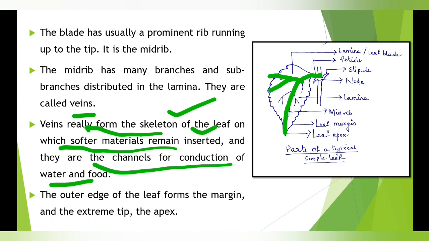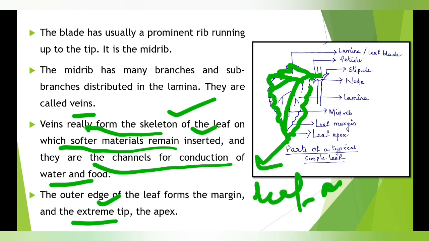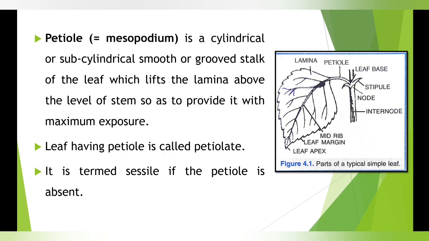The outer edge of the leaf forms the margin, leaf margin, and the extreme tip is called the leaf apex. Then the petiole, it is the petiole part. Suppose it is a leaf, this is the petiole part or mesopodium. A leaf with petiole is called petiolate and without petiole is called sessile, if the petiole is altogether absent.